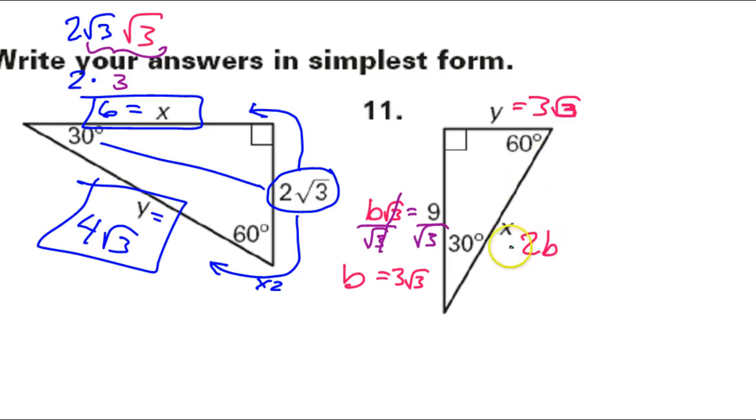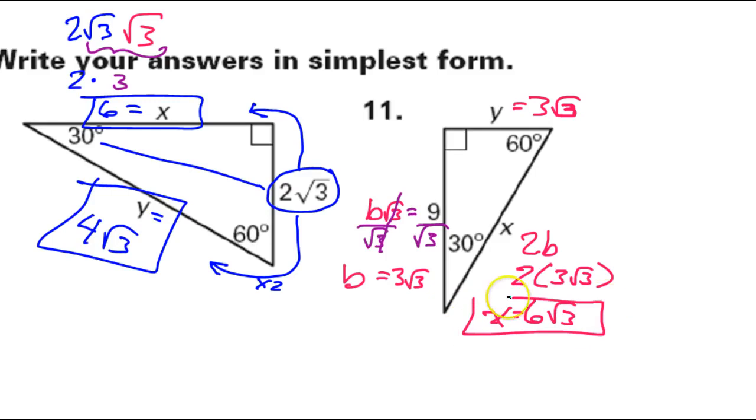And now for the hypotenuse, of course, we'll take this b and we will double it. So that'll be 2 times 3 radical 3, which of course is 6 radical 3. Okay, so x is 6 radical 3 and y is 3 radical 3.